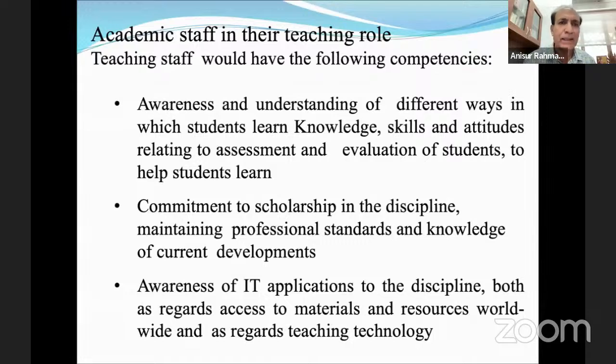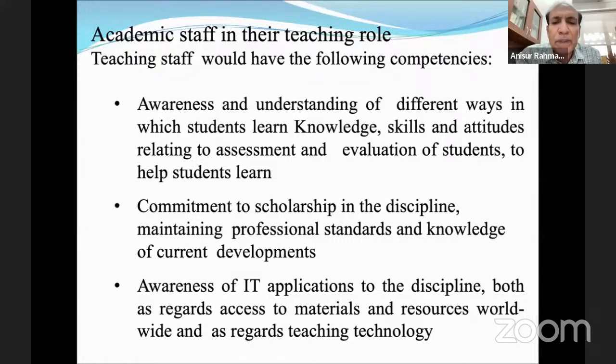So academic staff in their teaching role. Three roles are important. First one is the teaching role. As a teacher, what we all are supposed to do. As a researcher, what we all are supposed to do. As a community role, we have the linkage between the two to provide the direct connections with the village community or the community.